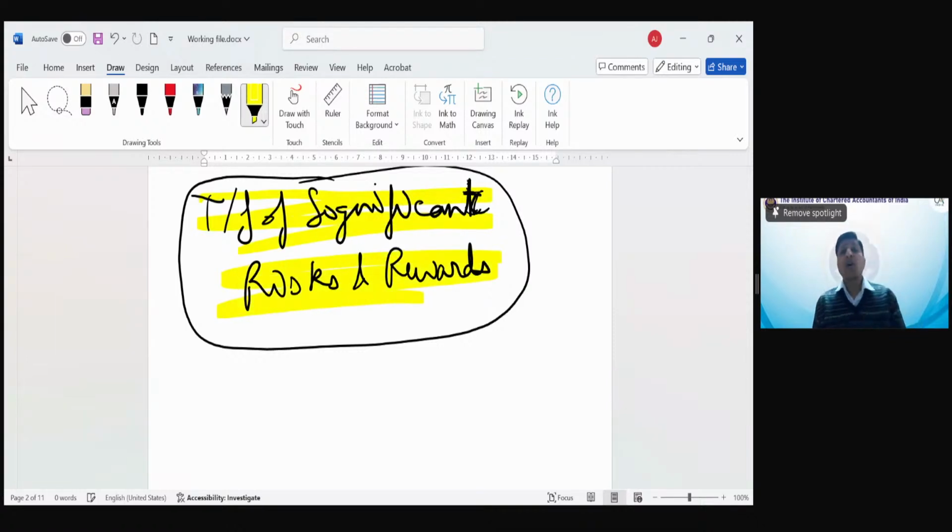And if you come across any special situation, any case scenario, any fact pattern, what is it that you need to assess? First thing you need to assess is whether there is a transfer of significant risk and rewards attached to those goods to the buyer or not.